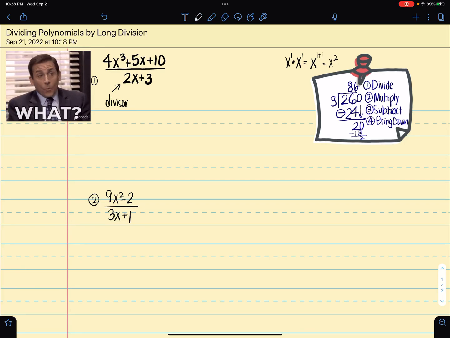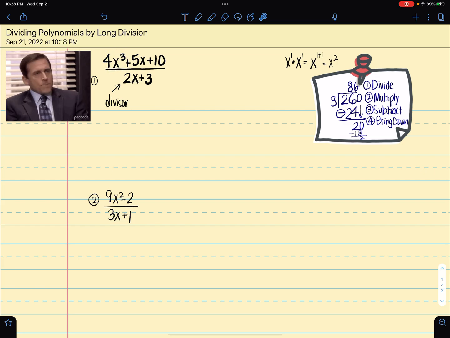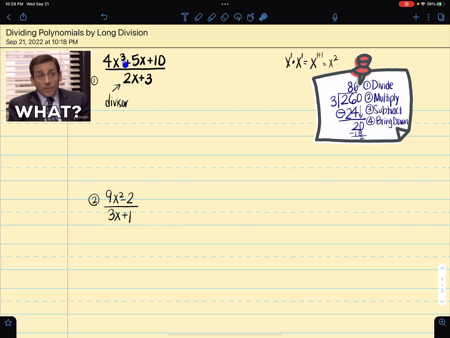Now, first of all, here we have a degree of 3. Then the next one would be a degree of 2. This is a degree of 1. And this is a degree of 0, which is a constant. So the term that was missing was a degree of 2. So we have to write that term that's missing, but with a coefficient of 0.